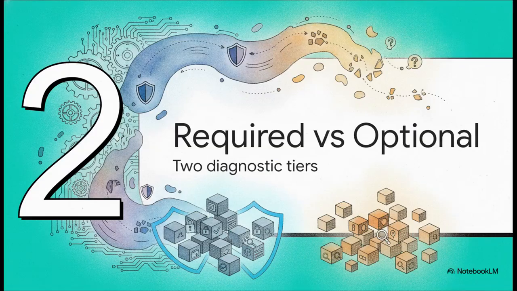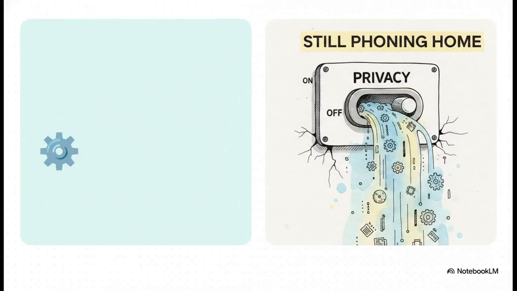Moving to Section 2. Required versus optional data. The two tiers of diagnostic collection. To manage this challenge, we first have to understand that Windows doesn't treat all diagnostic data equally. There is a critical distinction between what you choose to share and what Windows natively demands.